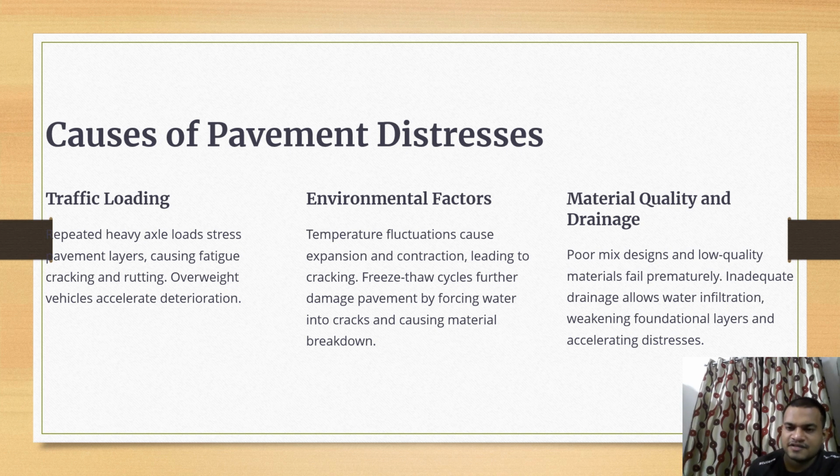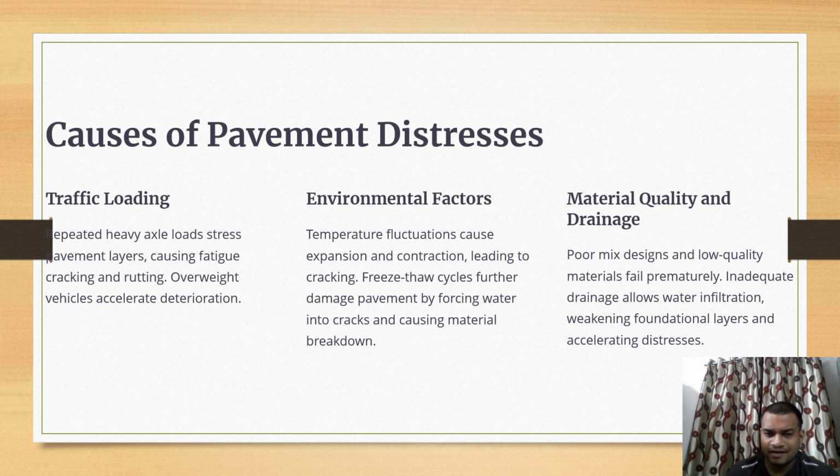Causes of pavement distresses of the highways. Here we are on slide number 6 and we are discussing the causes of pavement distresses of the highway. First is traffic loading. This happens when heavy vehicles like trucks and buses pass over the road again and again. This puts a lot of pressure on the road.